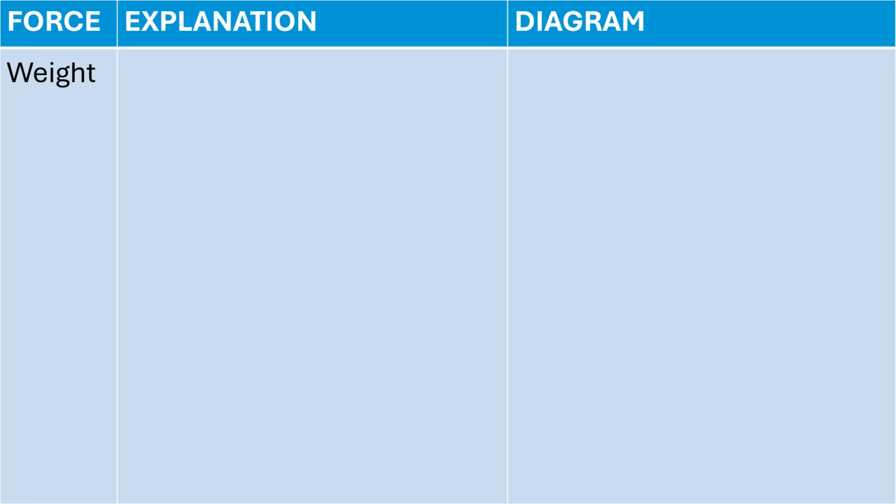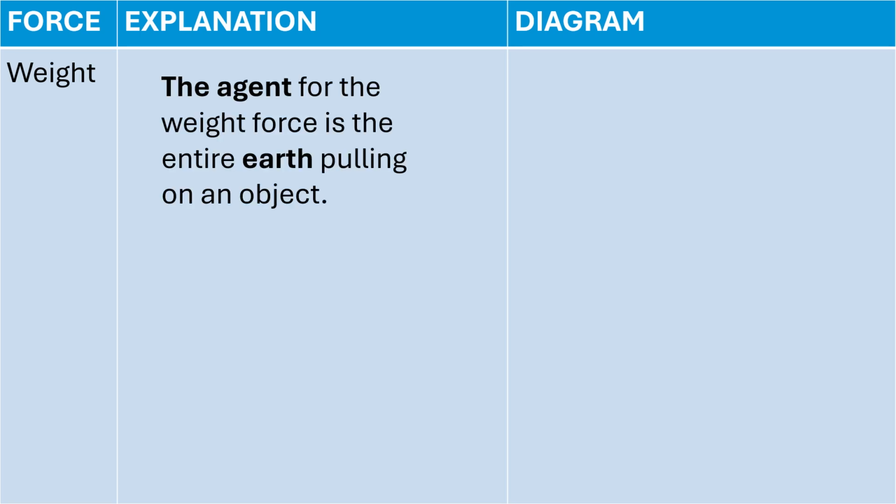First, let's talk about weight. Weight is the force of gravity pulling on an object. The agent for weight force is the entire Earth. The Earth pulls on every object with gravity. The direction of the weight force is always vertically downward.